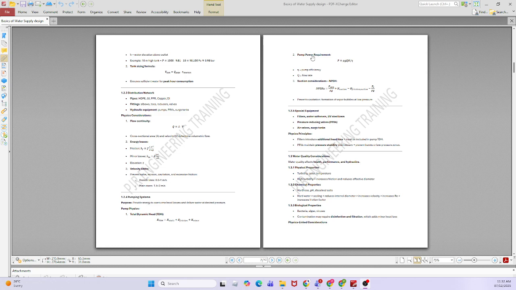Okay, so here is the pumping power requirement. If you want to calculate the power, the equation is P equals rho g Q H divided by efficiency. So by using this equation you can calculate pump power.